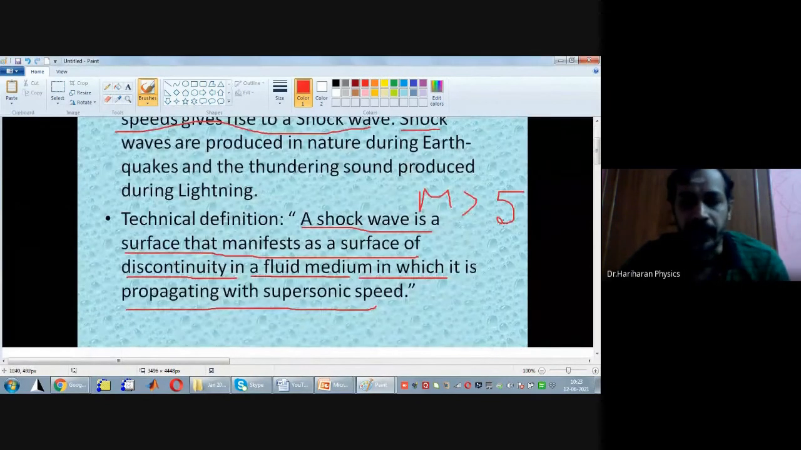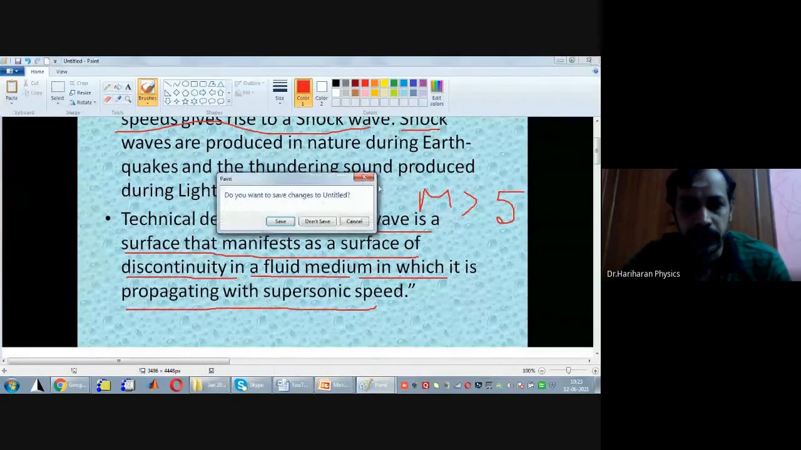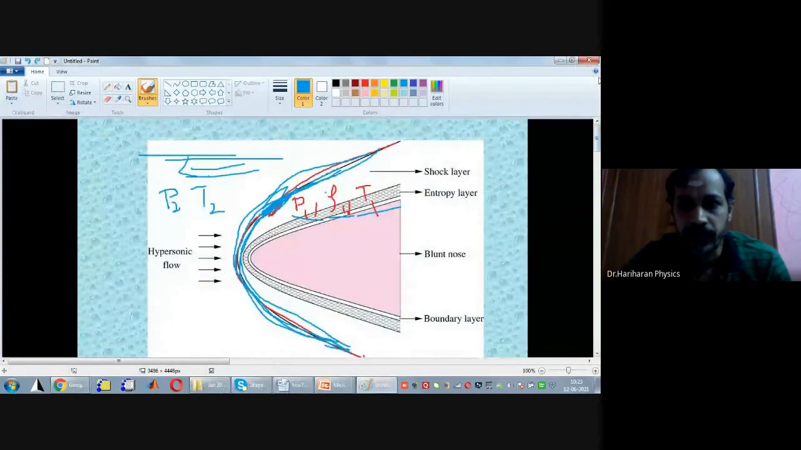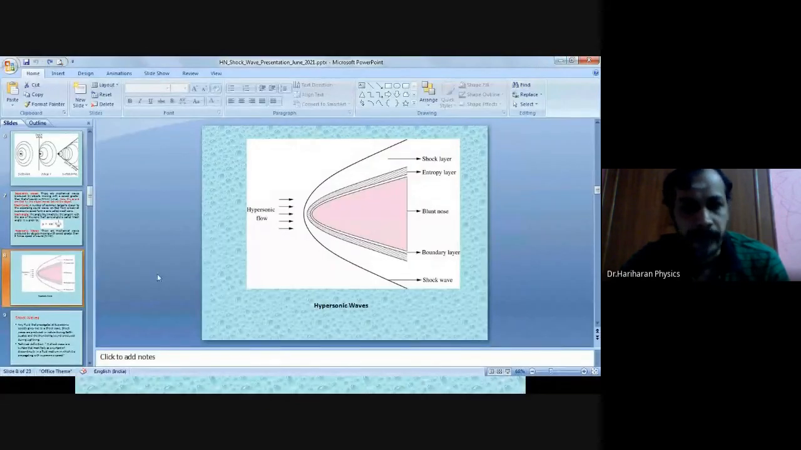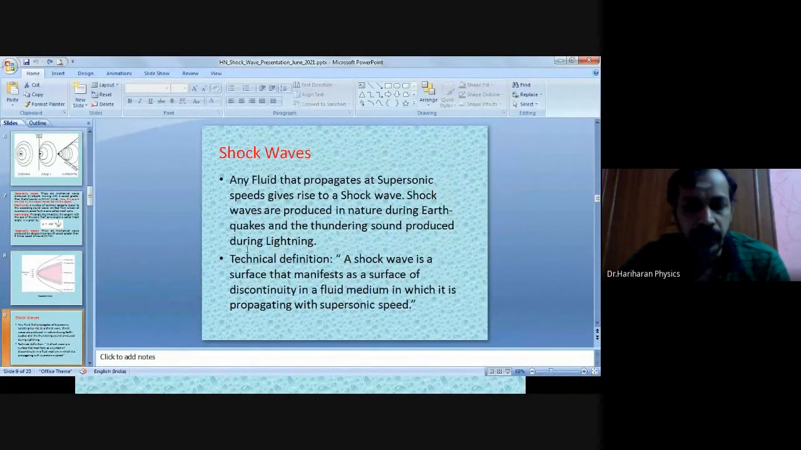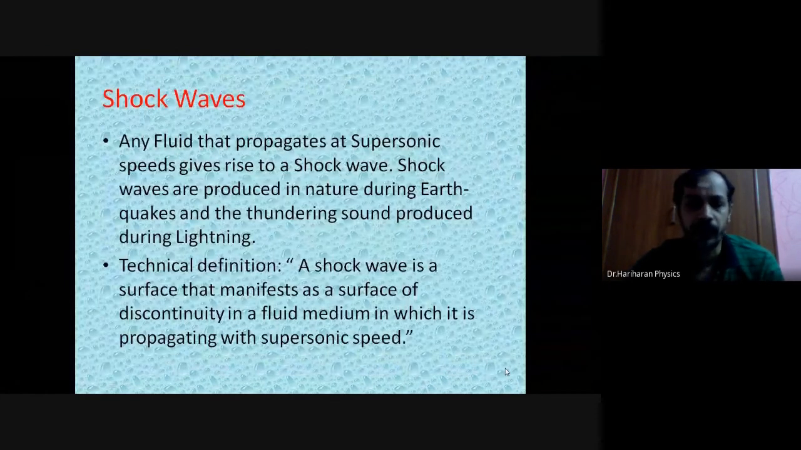Okay, fine. I think this is fine, so I'll close this. This also I'll close, if it's required, I'll retain. Next, I'll minimize the window. So the definition of shock wave and the technical definition of shock wave, both are done.